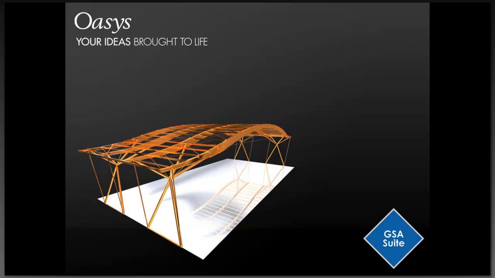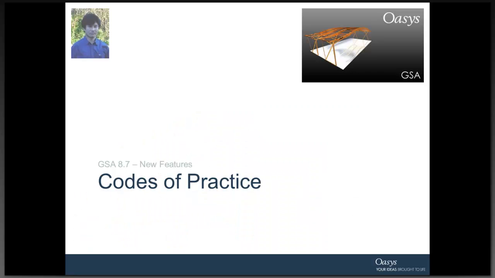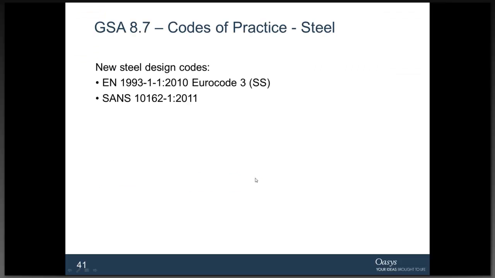Thank you, Stu. Okay, I'm going to briefly introduce the following new features in GSA 8.7. The first of all is a new design code. Because GSA is used by many people from many regions, a different design code is required. So in this version, we have added 2 new steel design codes that are listed here. It's a European steel design code for Singapore standard, and another one is a South African national standard.